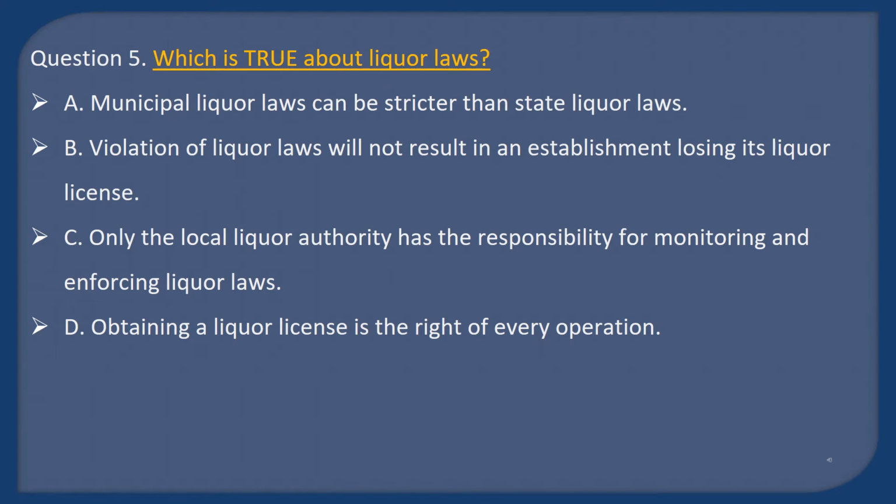Question 5. Which is true about liquor laws? A. Municipal liquor laws can be stricter than state liquor laws. B. Violation of liquor laws will not result in an establishment losing its liquor license. C. Only the local liquor authority has the responsibility for monitoring and enforcing liquor laws. D. Obtaining a liquor license is the right of every operation.